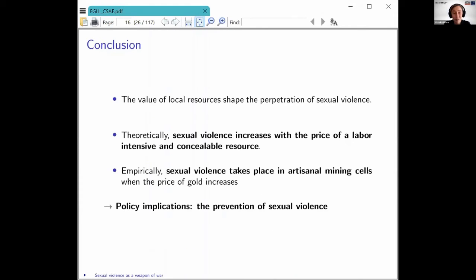The value of natural resources does appear to shape the perpetration of sexual violence. Theoretically, sexual violence should increase with the price of a labor-intensive and concealable resource. And this is what we confirm empirically, as sexual violence appears to take place in artisanal mining cells when the price of gold increases. Thank you very much for your attention.